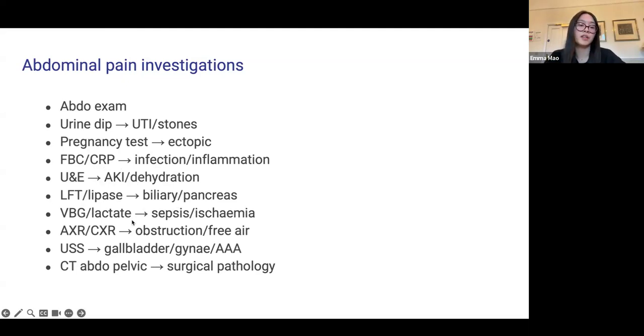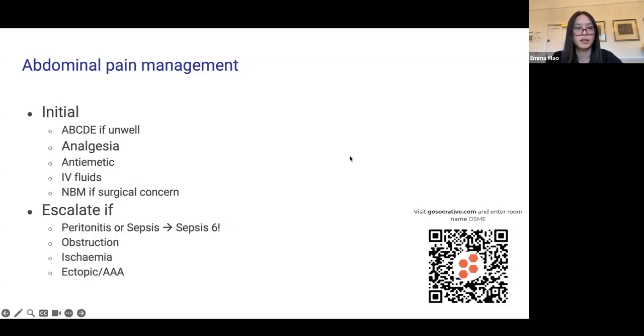Abdo X-ray, chest X-ray can look for obstruction or if there's any free air in the abdomen. And then ultrasound is super useful here as well. It's useful for gynae pathology. You can see the abdominal aorta and also the gallbladder if there's any stones there. And then CT abdo-pelvis for any further surgical pathology.